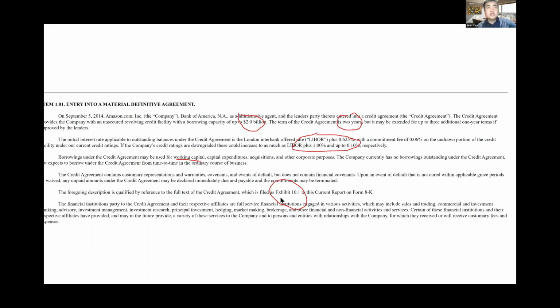So this is the item 1.01. It's about the material contract. So today the example here is about the credit agreement. We see a lot of summary information, and you can see the full contract in the exhibit 10.01. So let's keep moving on that.